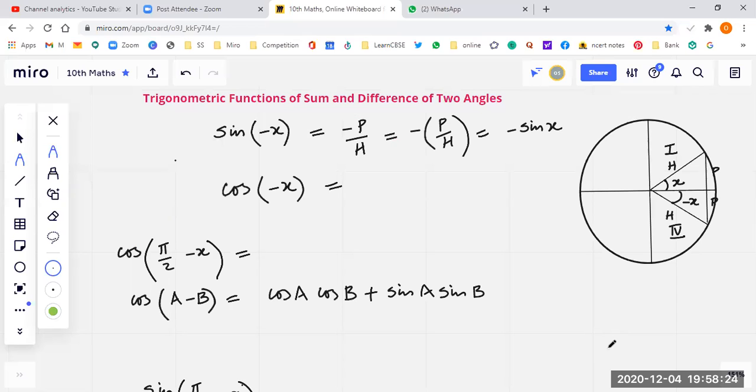Very important. Cos of minus x. Now if I take cos of minus x, it is base OA divided by hypotenuse h. It doesn't matter. If it is minus x, it is OA by h, or if it is plus x, it is also OA by h. So this is equal to cos x. Now cos of pi by 2 minus x. Pi by 2 radians is 90 degrees. We know that.